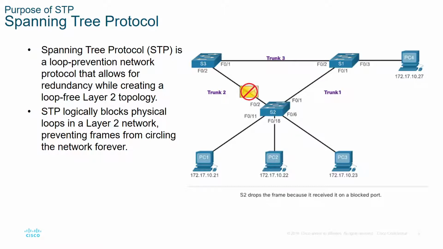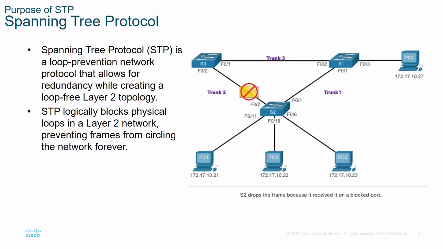So STP, Spanning Tree Protocol, logically blocks physical loops in a layer 2 network, preventing frames from circulating the network forever. So in the diagram that we see here, you can see that trunk 2 has been blocked because it would create a link between S2, S3 and S1. So traffic could go around and around from S1 to S2 to S3 again and again and again.